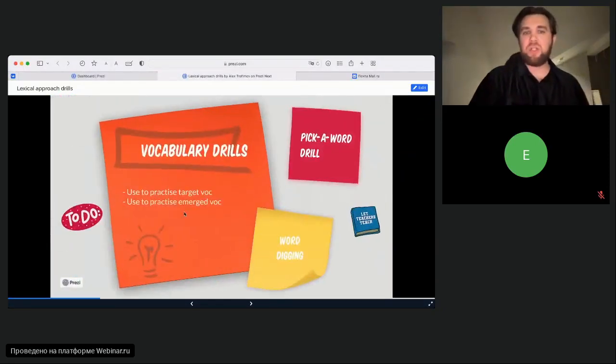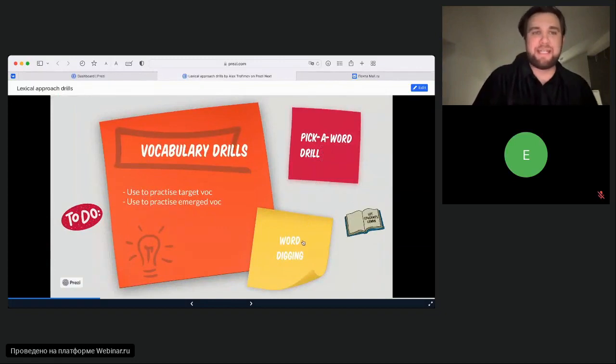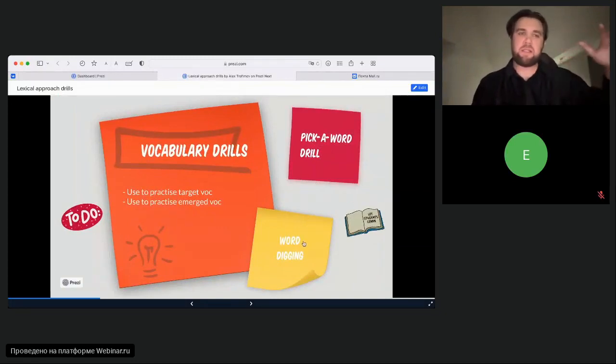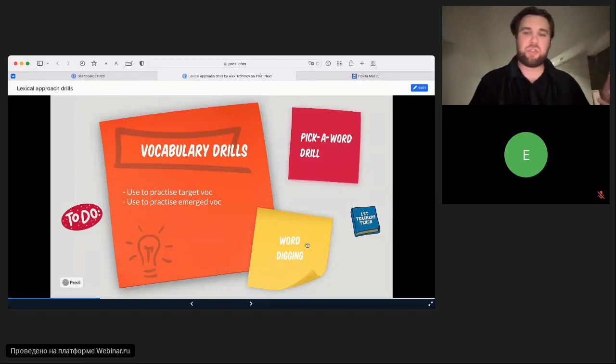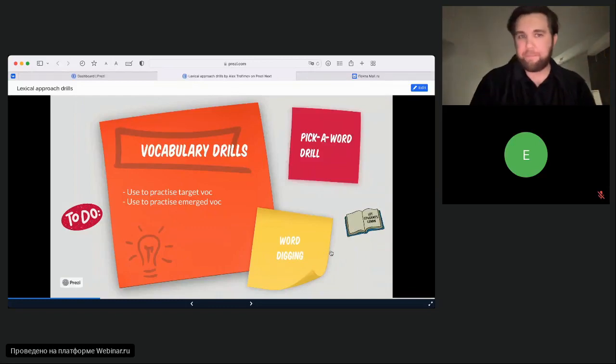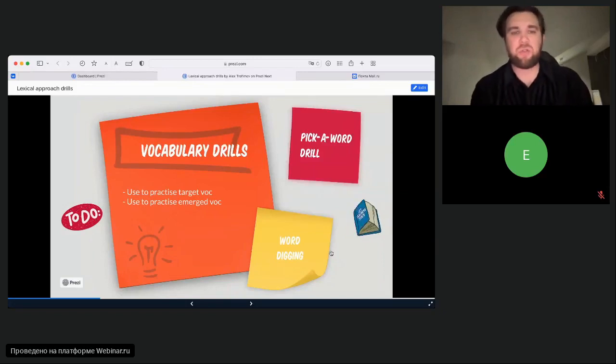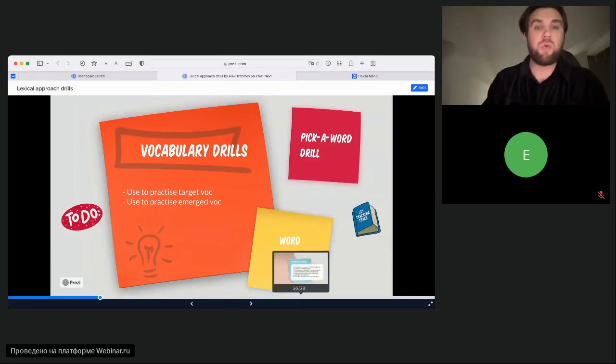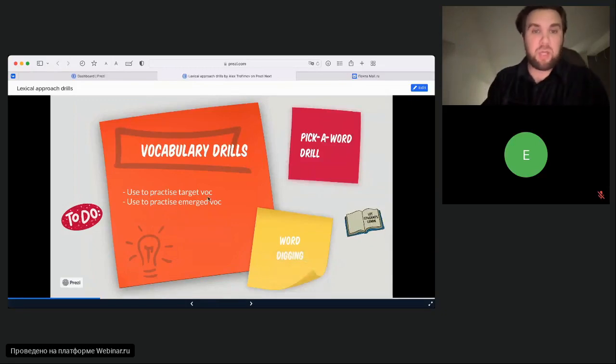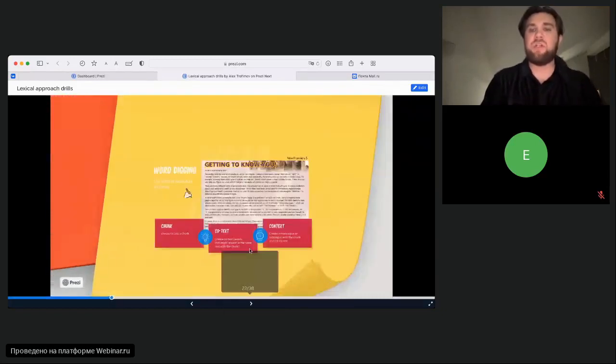And we have two examples. One example is word digging, and the second is pick a word. So word digging is going to be a bit advanced. It's a good drill for higher level students, or for example, for students who are preparing for GEICA. And pick a word is actually for everyone. You can start it with really young learners. With vocabulary drills, we can practice target vocabulary or emerged vocabulary. It doesn't matter. So let's start with the first drill.